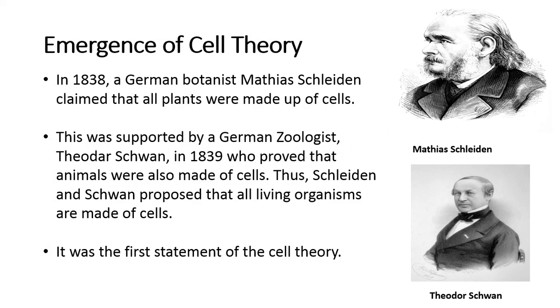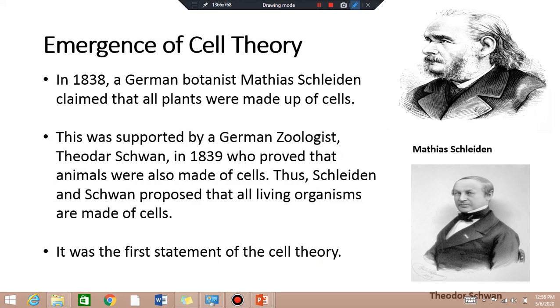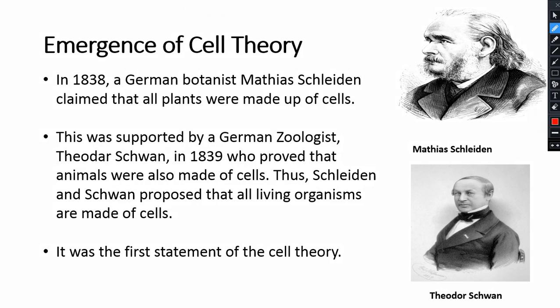Now in 1838, a German botanist, Matthias Schleiden, claimed that all plants were made up of cells. This botanist from Germany was studying plants, and he concluded that plants are made up of cells. And another scientist from Germany, a zoologist, Theodor Schwann, was observing animals, and he also came to the same conclusion that animals are made up of cells.